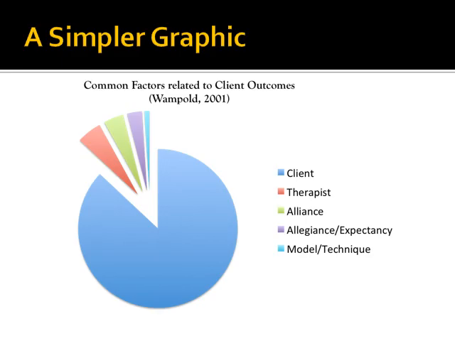So here's a simpler graphic that I think better represents what really causes change to occur, and this is all based on the findings from meta-analysis. In the blue we have the client. You'll notice that this is the vast chunk of the pie, 87%. The therapist is next as the red slice, the alliance, the green, the allegiance and expectancy, belief in change occurring, is purple, and the thin blue sliver is model and technique.